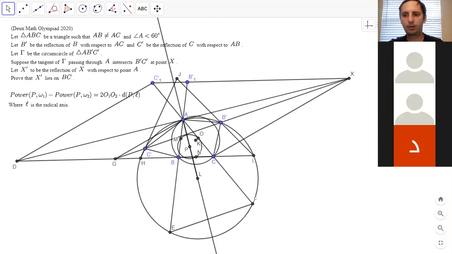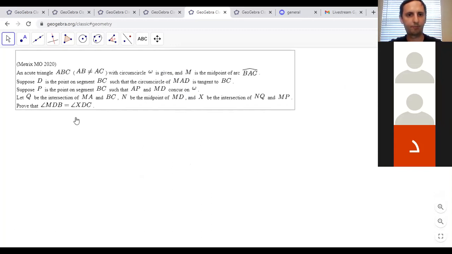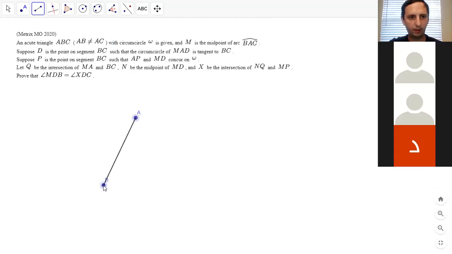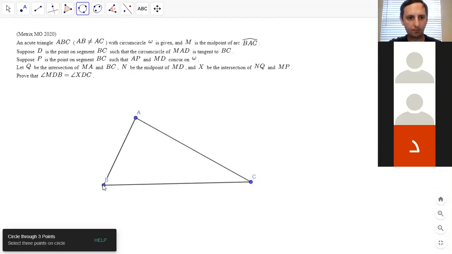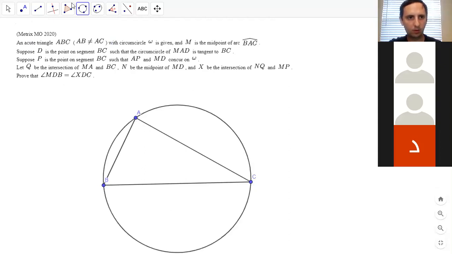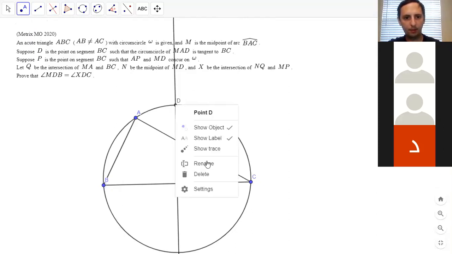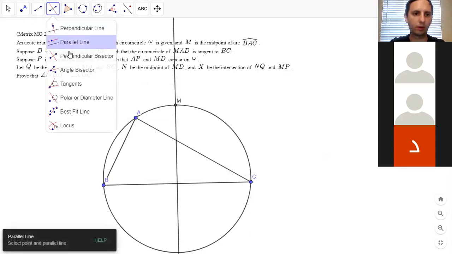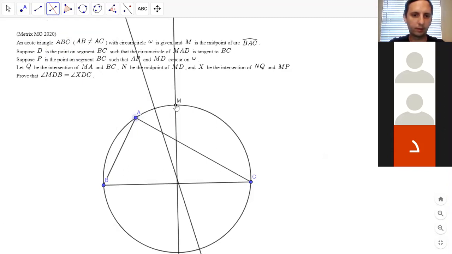All right, you guys want to move on to the next problem? I think I'm going to do that. We can come back to this. Let's see. So here we have a triangle ABC. M is the midpoint of arc BAC. And then D is the point. So this is M. And then we want the circumcircle of MAD to be tangent to BC. So we're going to want to draw the perpendicular bisector.